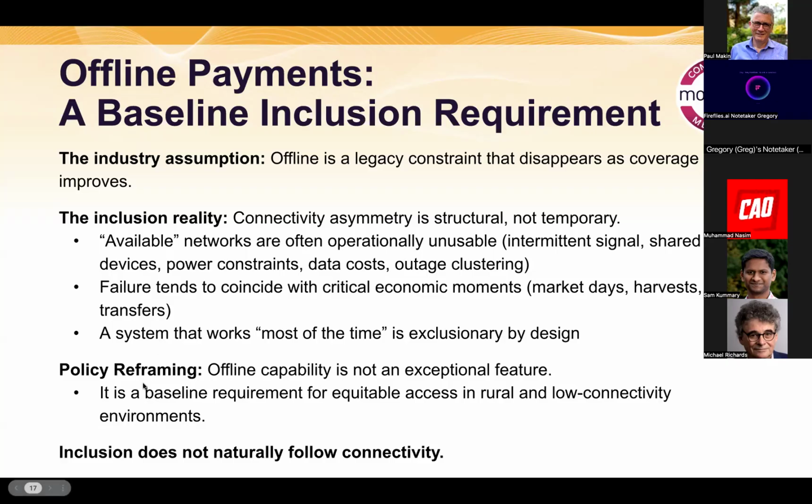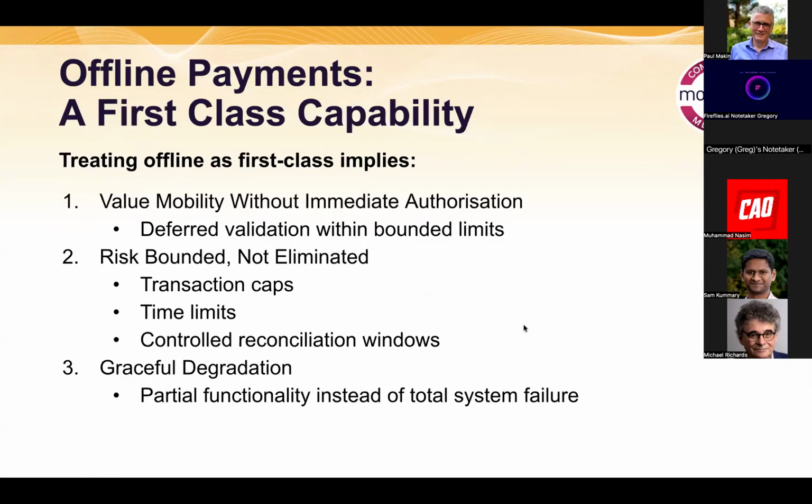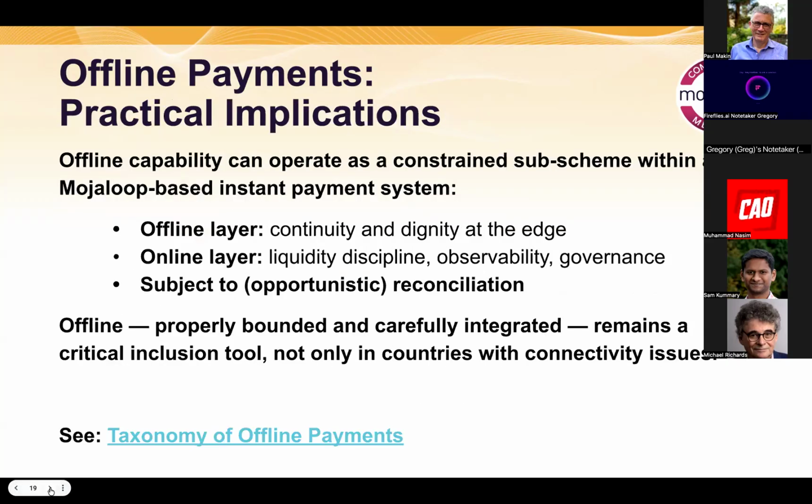And we take the view that a system that works most of the time is exclusionary. So we're trying to say that offline capability isn't an exceptional feature. It's a baseline requirement for equitable access. I'm not going to go through this in detail. You can look at it later.